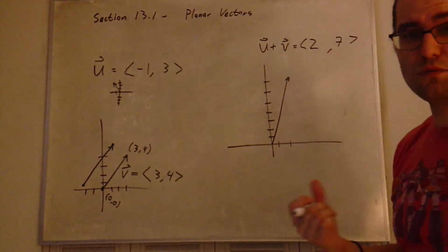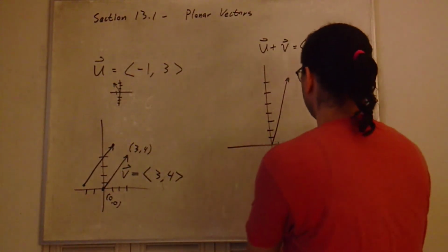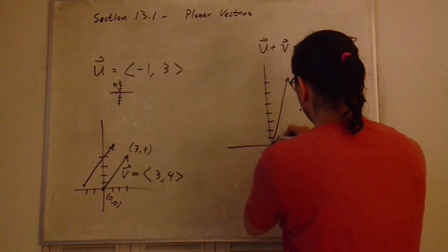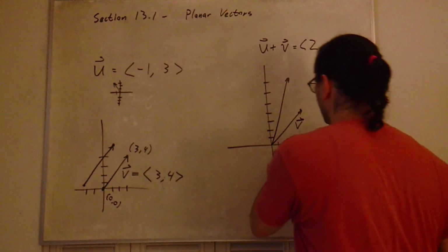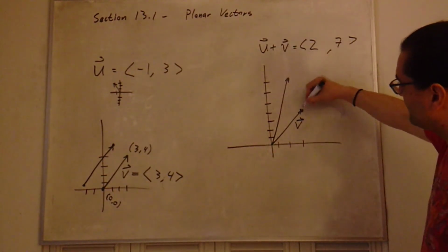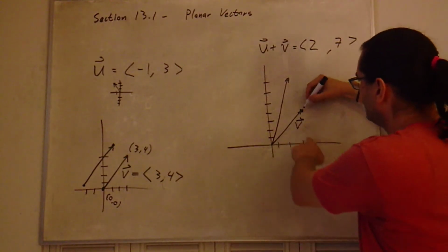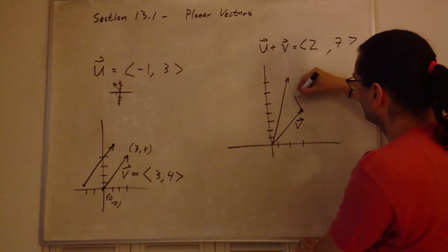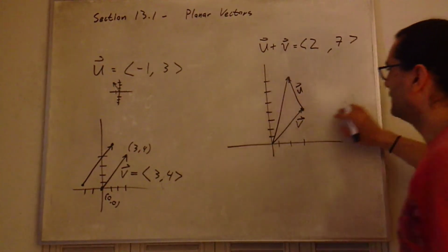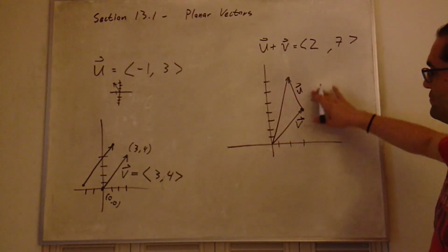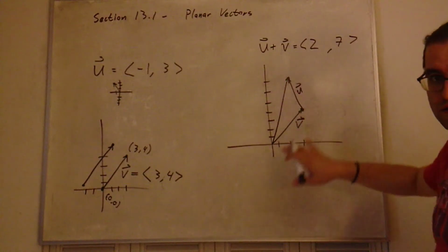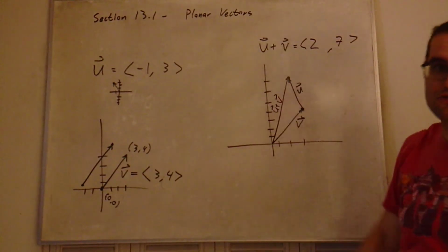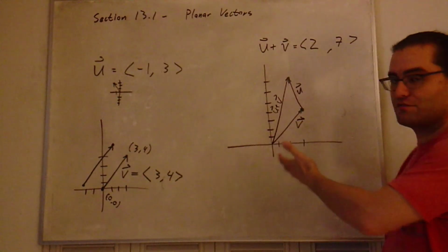And here's what's really, really cool about drawing these. If we draw v, v was 3 comma 4. So here's v. If we start from the end of v and then draw u, u is back 1 and up 3. So back 1, up 3. Adding together the vectors u plus v end to end gives us the vector u plus v, which, when you say it out loud, sounds trivial and stupid, but it's very nice to know that this works graphically.